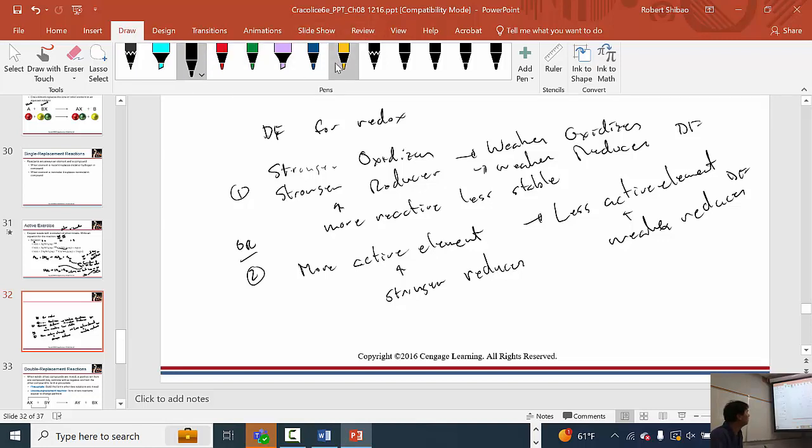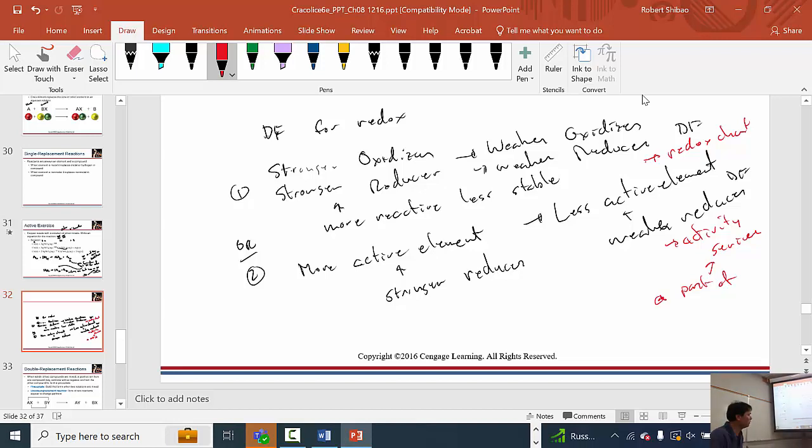Now, we use different tables for this. For this one, we use the redox chart. For this one, we use something called the activity series, which is the upside down redox chart. The activity series is a part of the redox chart, but it's not the complete redox chart. We're just looking at a part of it.